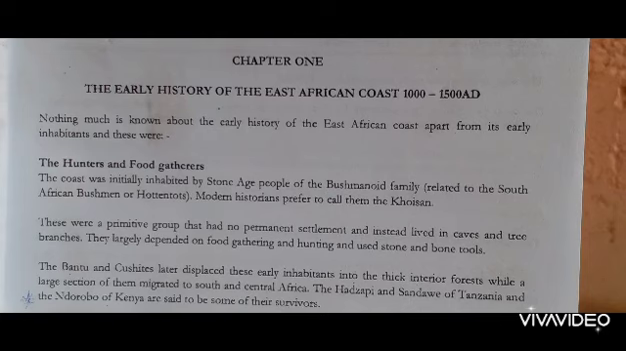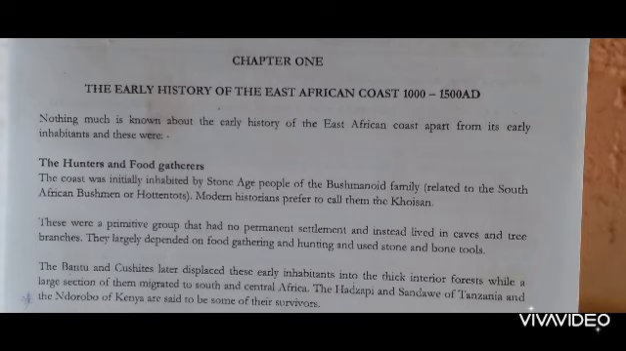The coast was initially inhabited by Stone Age people of the Bushmanoid family, related to the South African Bushmen or Hottentots. Modern historians prefer to call them the Khoisan. These were a primitive group that had no permanent settlement and instead lived in caves and tree branches. They largely depended on food gathering and hunting and used stone and bone tools.